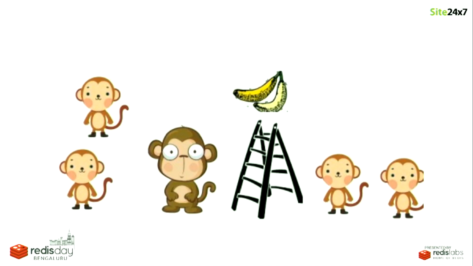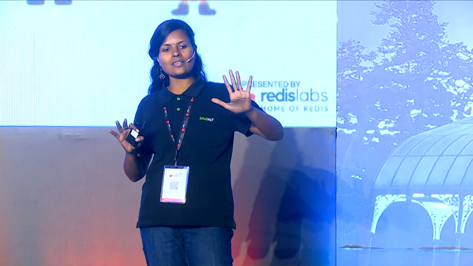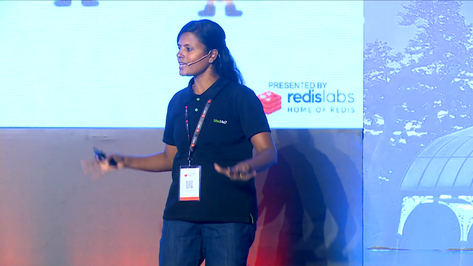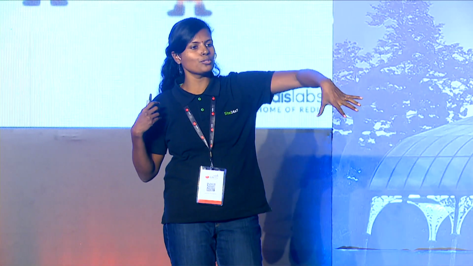How many of you know this story? Show of hands. The five-monkey ladder and the banana story? OK. For the benefit of all, I'll take one minute to tell this story. A few scientists wanted to do an experiment, and they put 5 monkeys, a ladder and a banana inside a cage or a room. One monkey started climbing up to fetch the banana. They poured a cold shower on the other 4 monkeys.